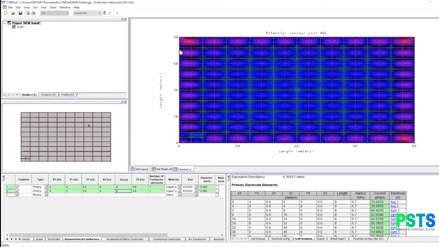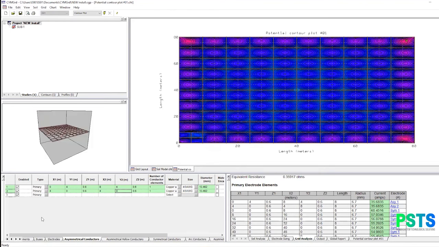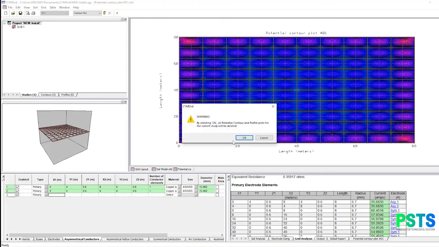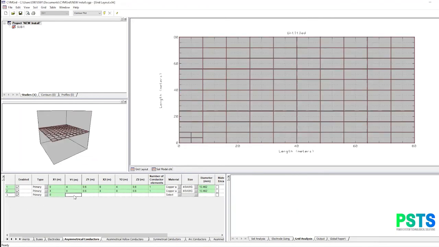Or sometimes what they do, I'm going to show you another way. I don't know if it's going to work, but you can do something like this. Let's say we go from X equal to 0, Y is 72, going to X equals minus 0.6 here, and x2 will be minus 1 meter, and y2 will still be 72, with 0.6, 1, and copper, 4.